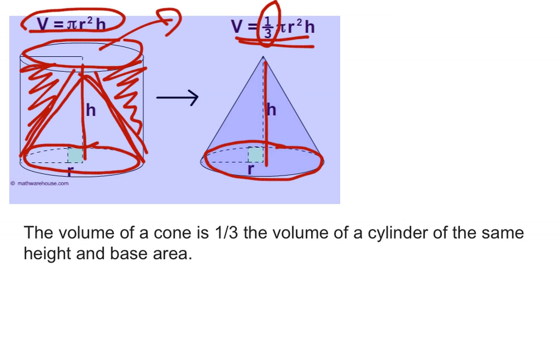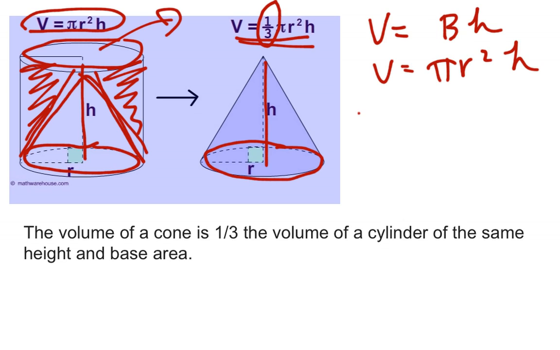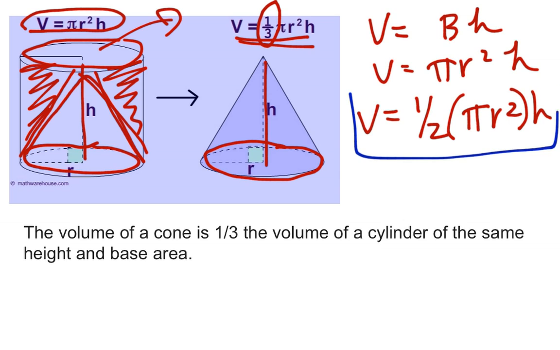And if you already know the volume of a cylinder is base area times height, or pi r squared times height, then you can easily memorize the volume of a cone. Put a 1/3 in front of all that, and off you go. There we go. So you just need to write that down in symbols and in words.